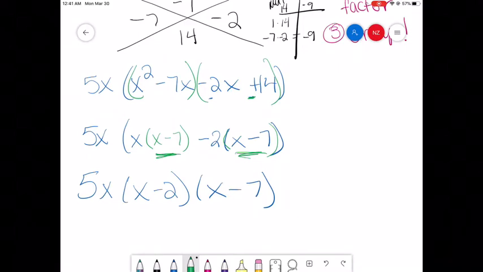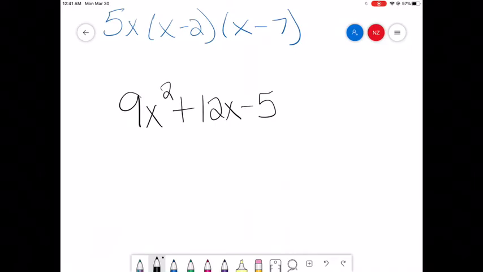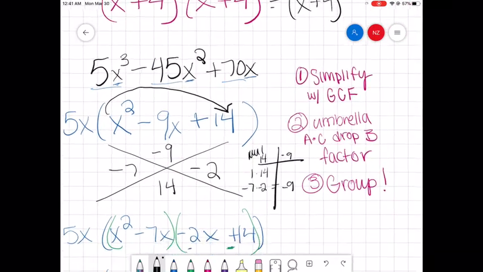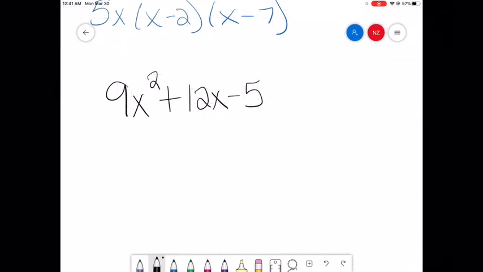Let's take a look at example number 4. In example number 4, I have 9x squared plus 12x minus 5. Remember, back to step 1 was to simplify with the greatest common factor. But I think I have a problem here because 9, 12, and 5 don't really have a greatest common factor. 9 and 12 both go into 3, but 5 doesn't go into 3. 5 only goes into 1 in itself. 9 and 12 don't go into 5, and if I take out a 1, it's just the same thing.